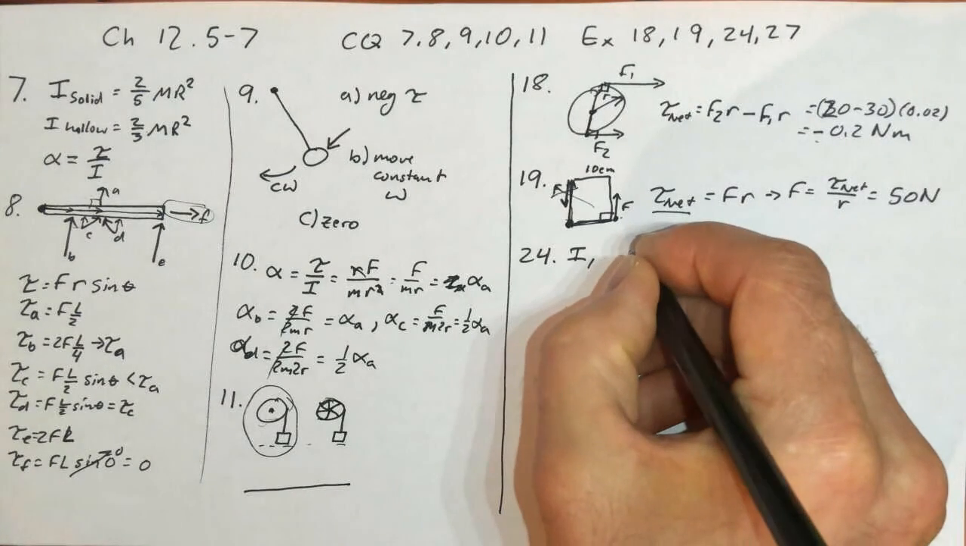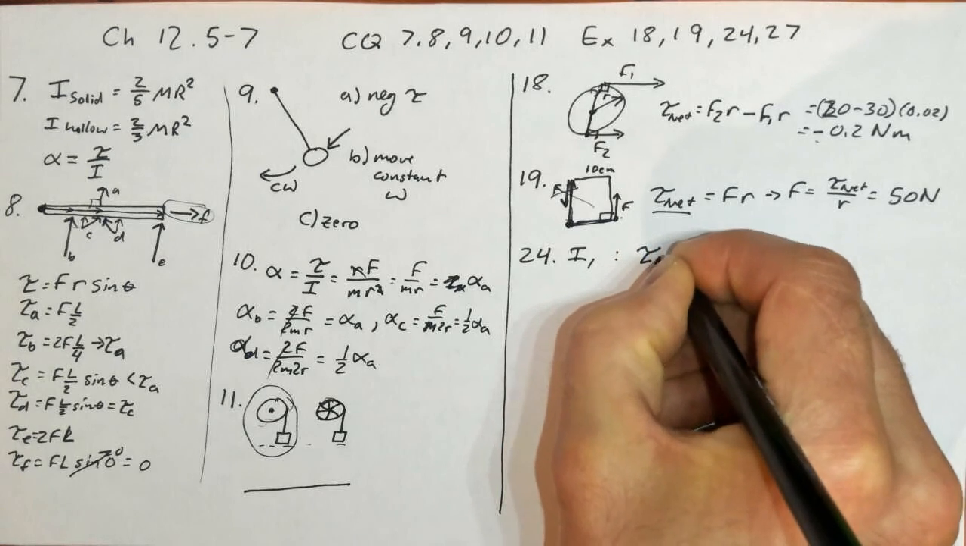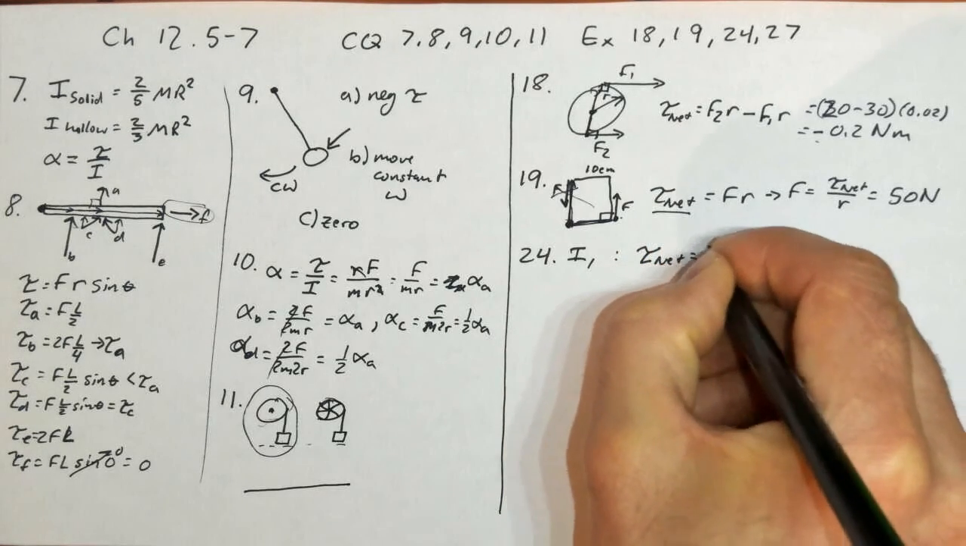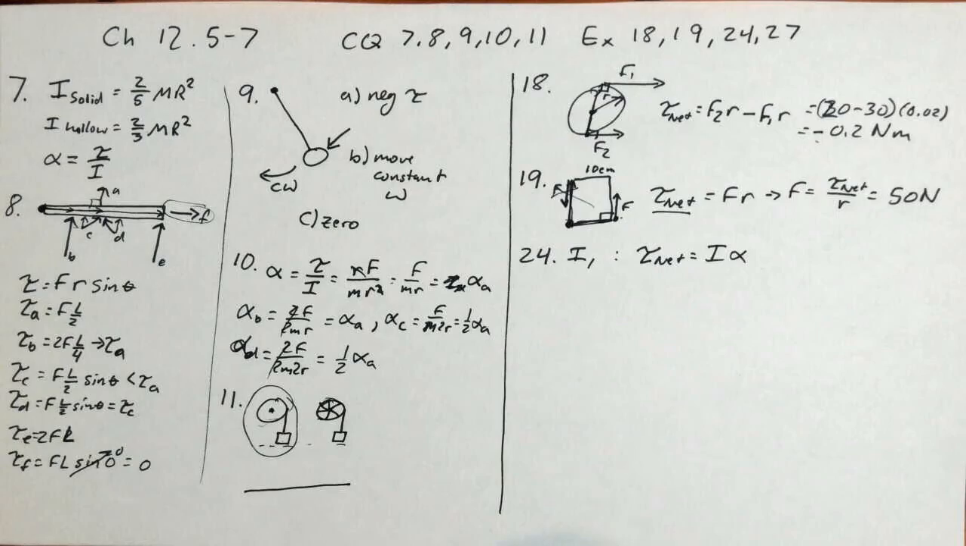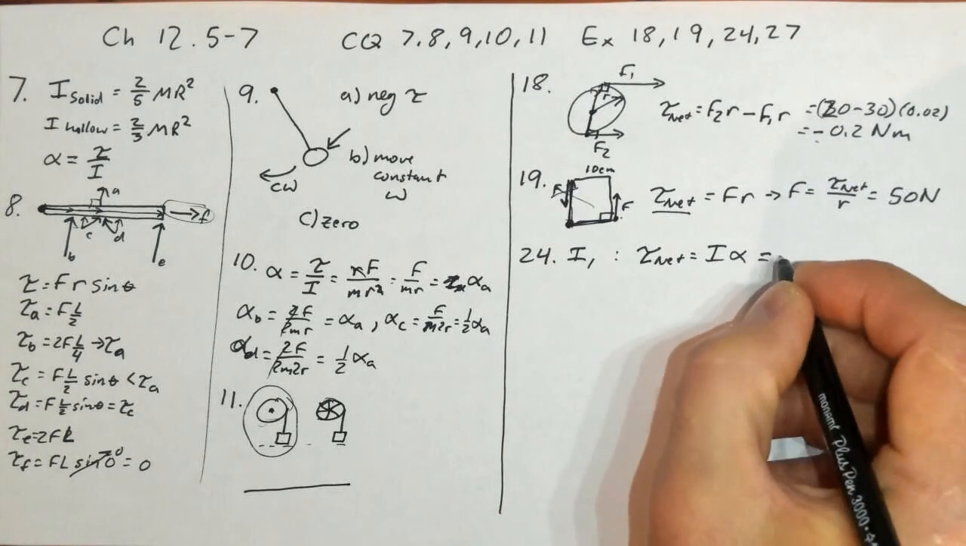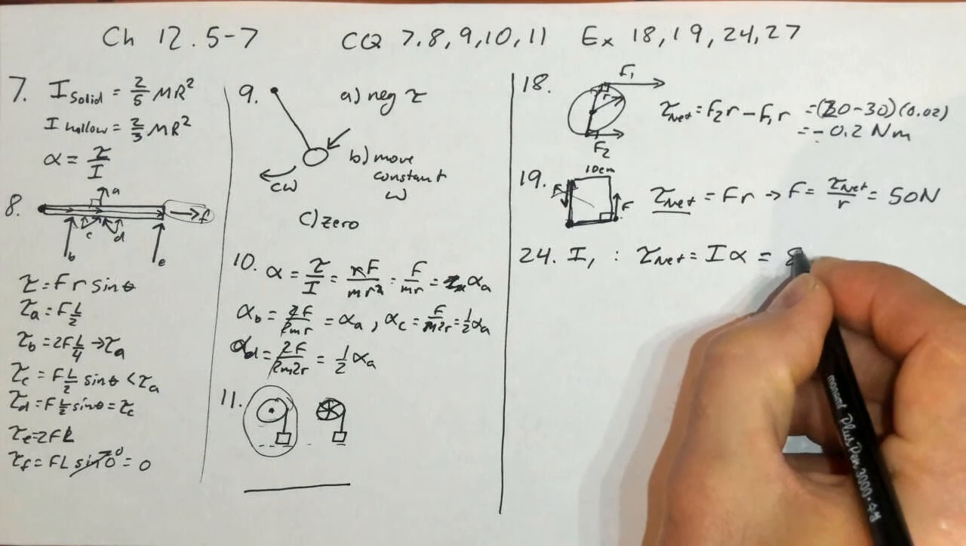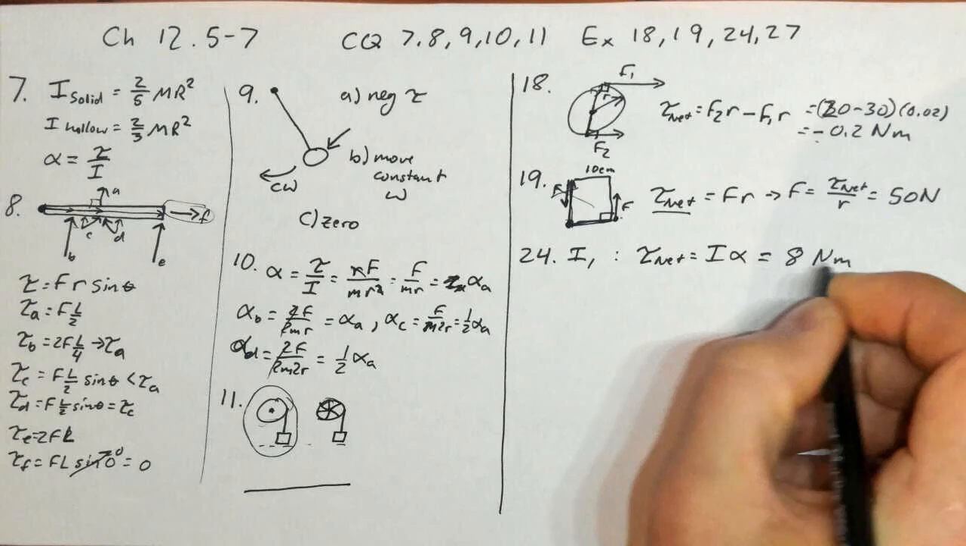Okay, well, we can just use our definition of Newton's second law, which is tau net equals I times alpha. Okay, we're given I, we're given alpha. We just combine the two, multiply the two. We're going to end up with 8 Newton meters.